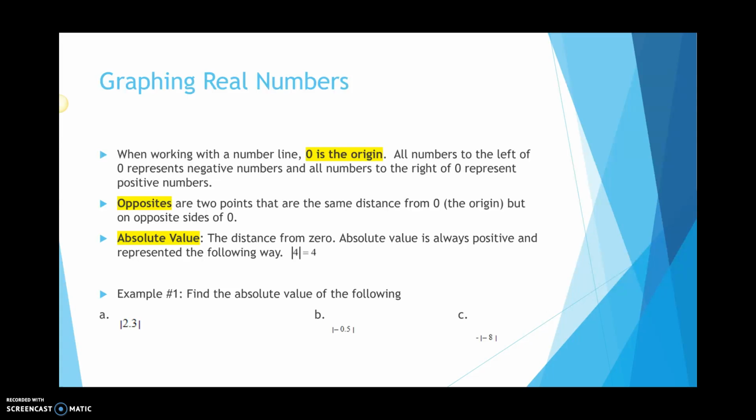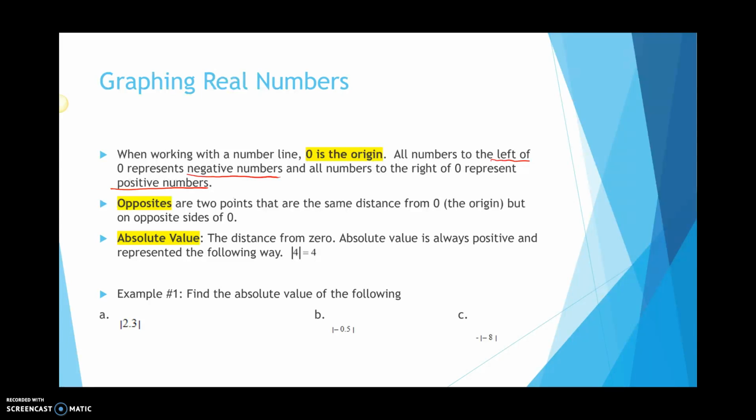But before we get into that, it says when working with a number line, 0 is the origin. All numbers to the left of 0 represent negative numbers, and all numbers to the right of 0 represent positive numbers. And then opposites. Those are 2 points that are the same distance from 0, from the origin, but on opposite sides of 0. Another way to think of opposites is working with absolute value, which is the distance from 0.